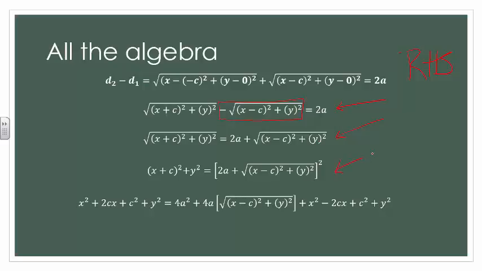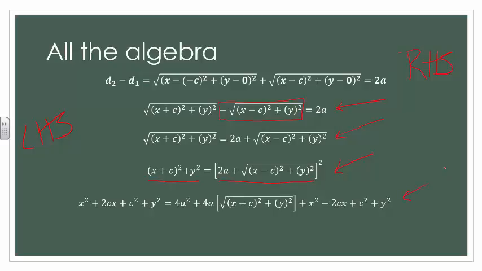Moving on to the third step, we want to clear the square root from our left-hand side, so we square both sides, and that gives us x plus c squared plus y squared on the left. And the entire quantity here on the right is squared. Notice those braces around the entire quantity.